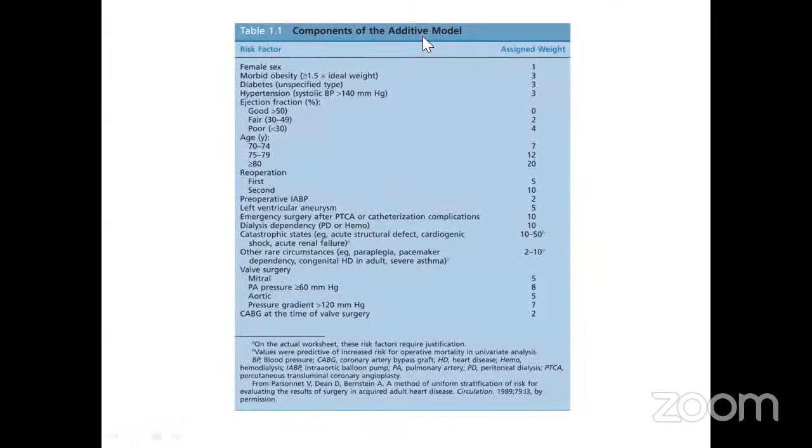This is the Parsonnet additive model, where we have female gender, morbid obesity, diabetes, hypertension, ejection fraction, age, reoperation, preoperative IABP, left ventricular aneurysms, emergency surgery, dialysis dependency, catastrophic states, rare complications, valve surgeries, and CABGs at the time of valve surgeries. This scoring system had better outcomes for CABG.